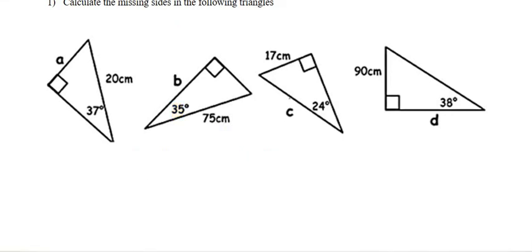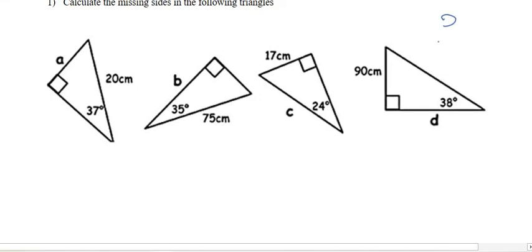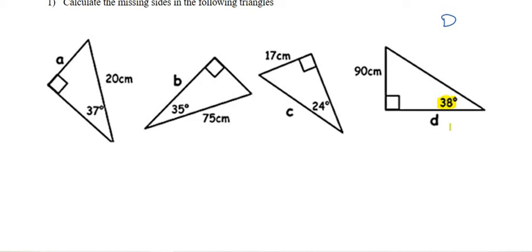And C, you can solve it on your own. D, we can solve it right here. So this is triangle D. And here in triangle D, we are given that this angle measures 38 degrees. We are given the side which is opposite to this angle, which measures 90 centimeters. So here we have the opposite side.